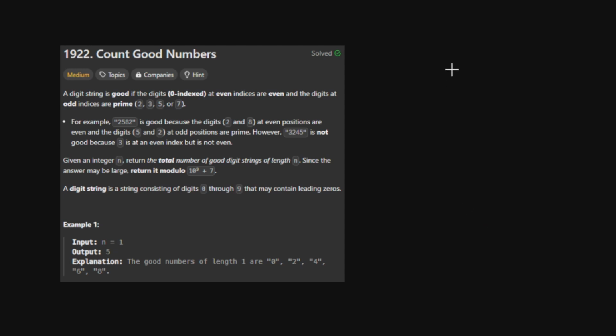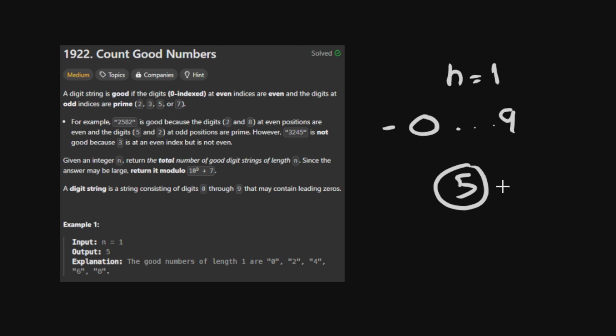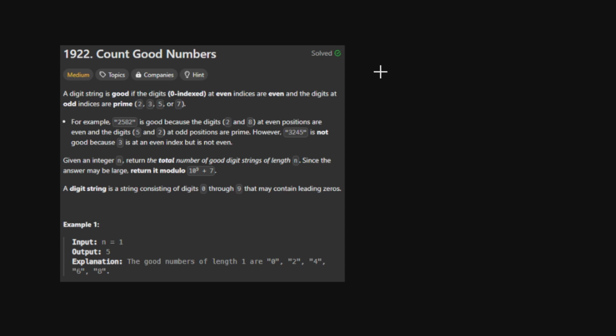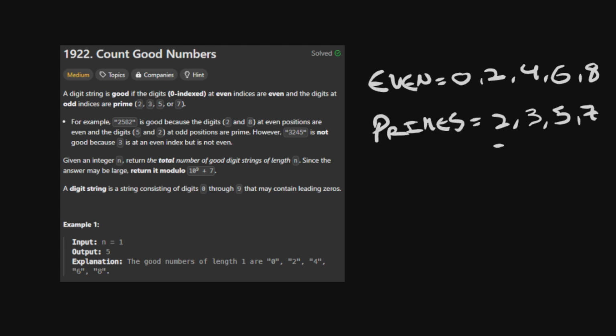Okay, now let's say n is equal to 1. Well, we're analyzing every number from 0 to 9 in this case, and given that n is equal to 1, we are analyzing only one index, which is even. So basically we need to know how many even numbers we have from 0 to 9, and the answer is 5. The numbers are 0, 2, 4, 6 and 8. So with this in mind, we can say that from 0 to 9 we have 5 even numbers, and we have 4 prime numbers from 0 to 9. These numbers are 2, 3, 5 and 7.